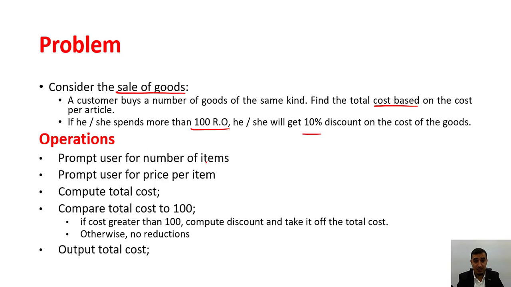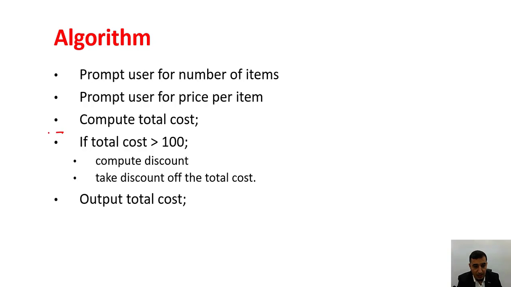So the operation is basically like we did earlier. The operation is as follows. First, we ask the user to enter the number of items and the price per item, calculate the cost, then compare the cost with 100 riyals. If it is greater, get the discount. If not, no reduction or no discount, then display the output. So the idea is that we need to see if the total cost is greater than 100, compute the discount, and then take the discount off the total charge, then output the results.